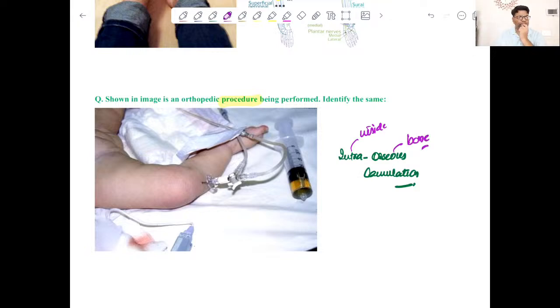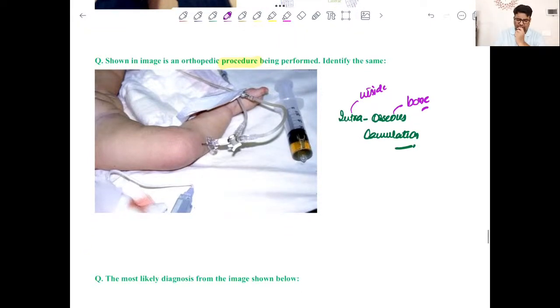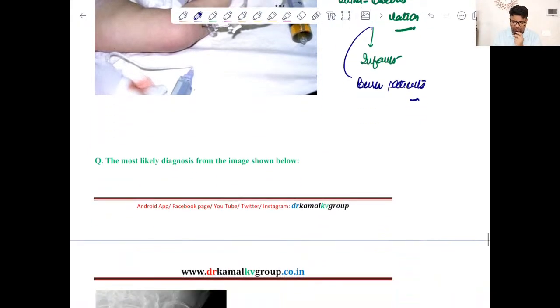So what we do, we pass a wide bore needle in the metaphysis, and then we can give IV fluids also. So this is intraosseous cannulation. It can be given for infants, or sometimes we can try it on burn patients if we don't find the veins, right? So this is intraosseous cannulation, and it is just for you to identify, no need to go for details.